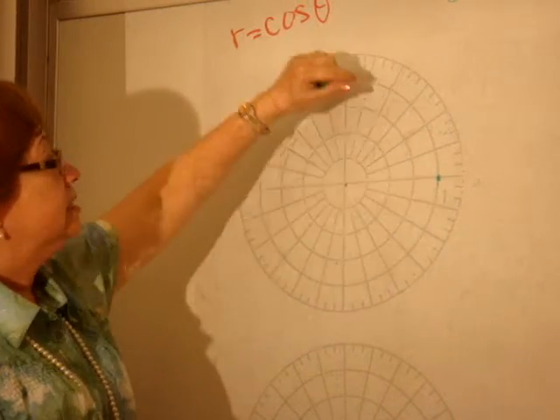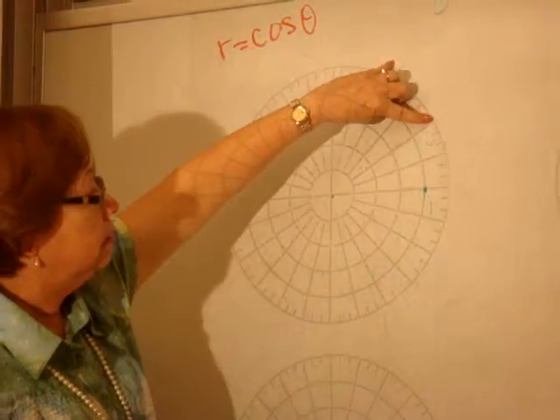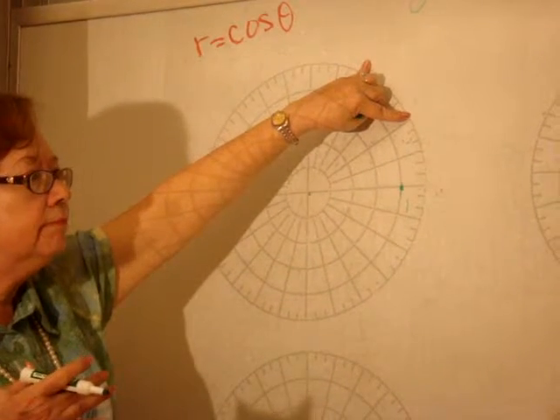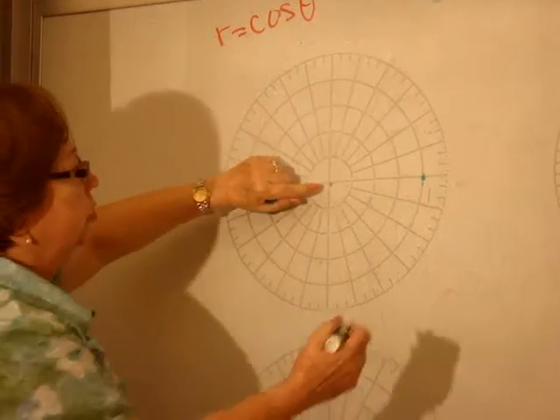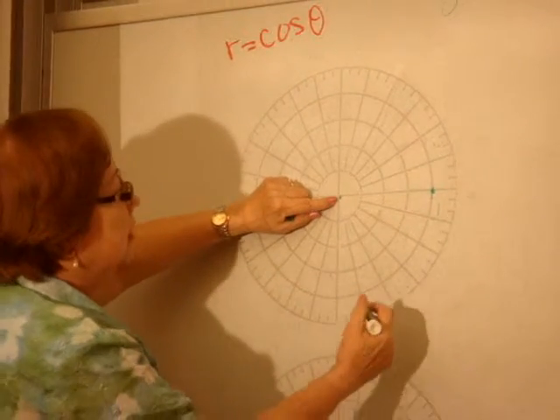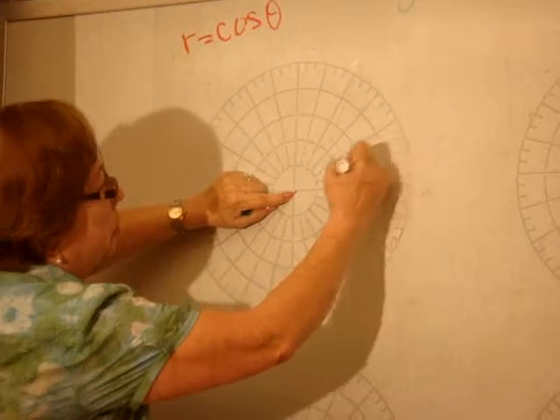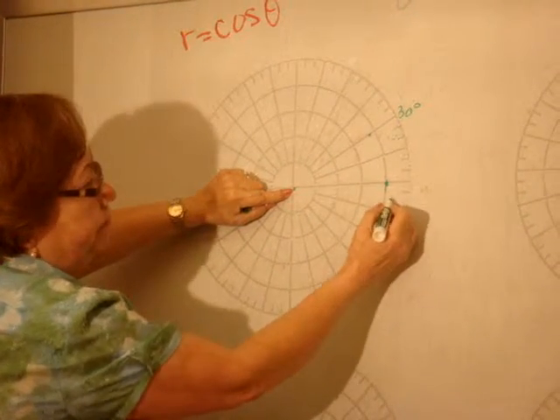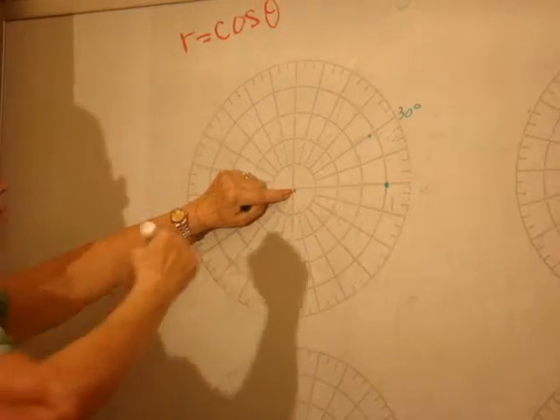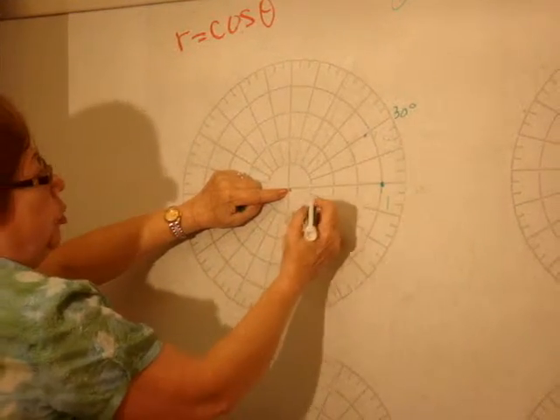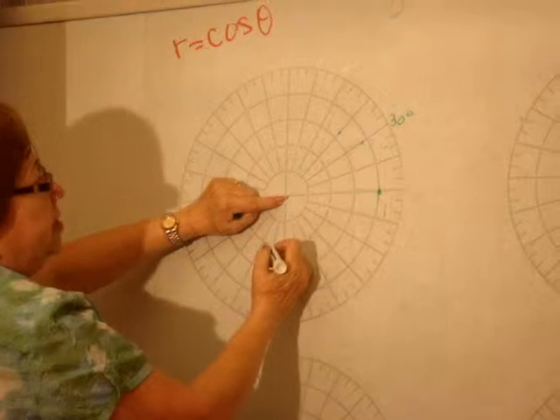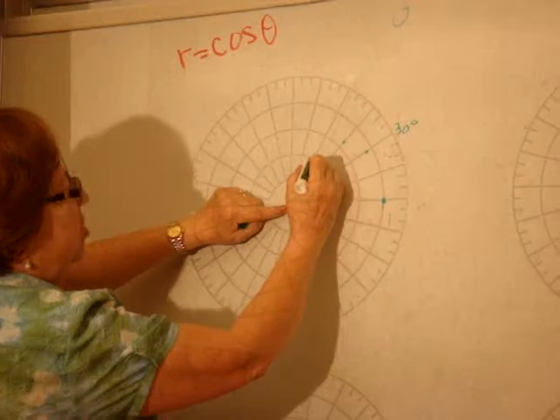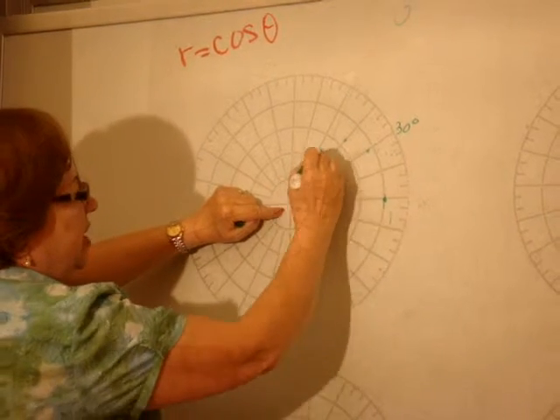What is it at 30 degrees? Cosine of 30 is root 3 over 2, which is 0.9. So this is 0.9. Yes or no? That's 1. Got it? Yes. How about 45? Root 2 over 2, which is 0.7. And 60? 1/2. Since this is 1, exactly half, yes or no? Yes. So there we have that.